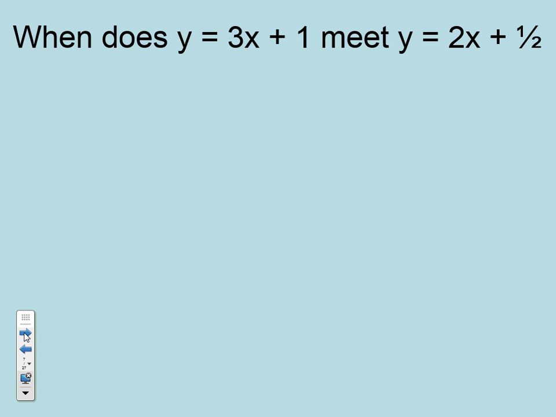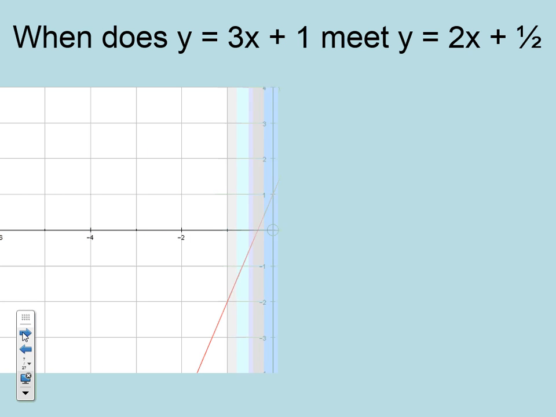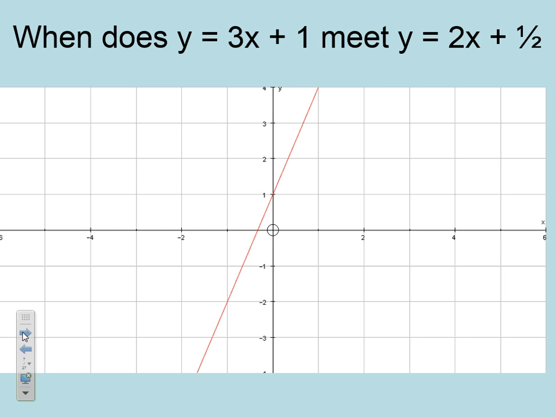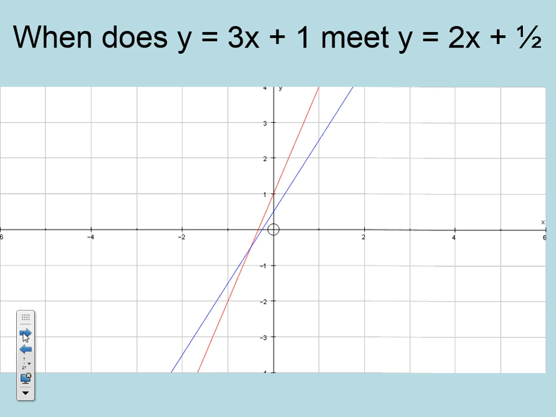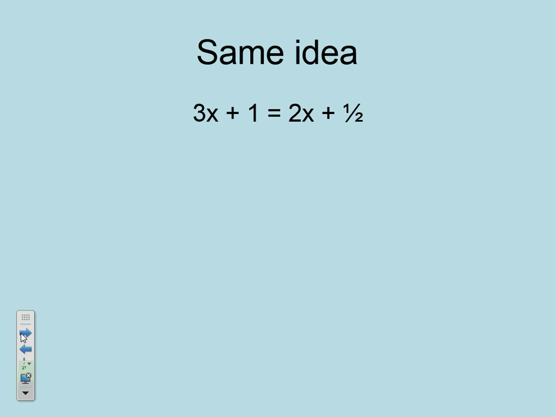That's where they meet. Well, what about if we had two lines, straight lines, but not horizontal? So here's y equals 3x add 1, and let's put on top of that y equals 2x add a half. So they're meeting down here somewhere. Looks like it's a negative number, maybe minus a half. Let's try it algebraically. Let's take away 2 x's from both sides. Let's take away 1 from both sides. And indeed, they did meet when x is equal to minus a half.